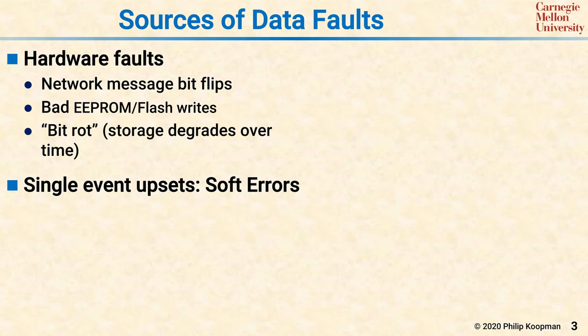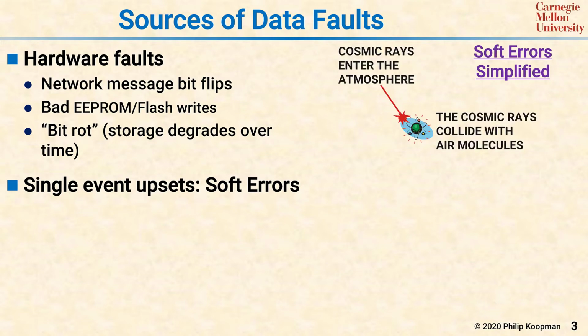Here's a simplified look at soft errors. Soft errors come from cosmic rays entering the atmosphere. Yes, you heard me right. Cosmic rays entering the atmosphere lead to computer errors. It happens the following way. The cosmic rays collide with air molecules. That produces high-energy particles. So high-energy neutrons are ejected from this collision where an air molecule is split apart.